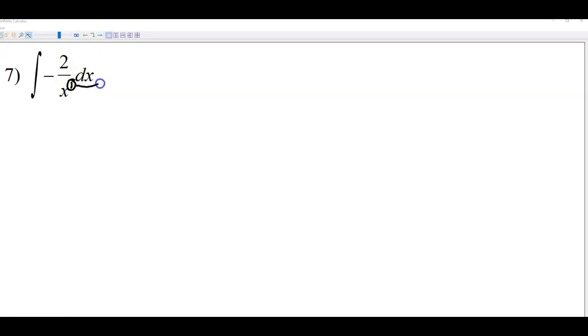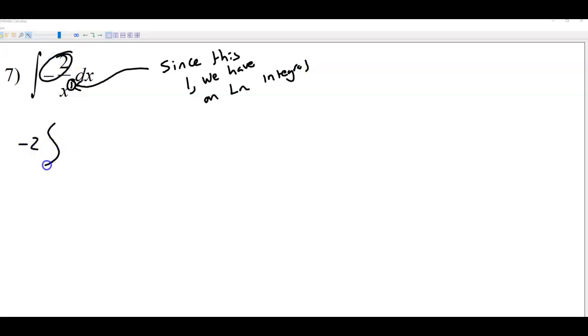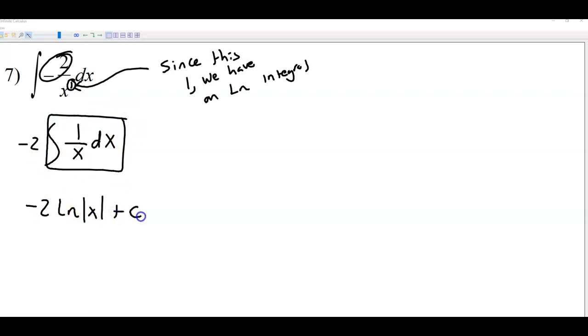Now, since this is a 1, we have an ln. Okay, so we really don't want the 2 or the negative in there though, but that's okay. We could take both of those and scoot those out to the front because they're just constants. And this part here is simply ln.